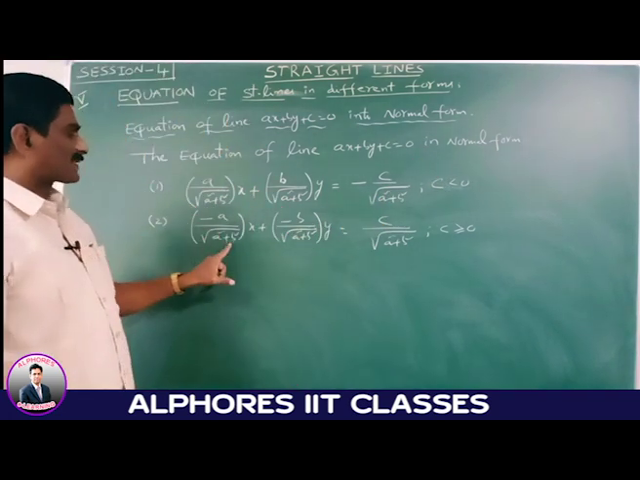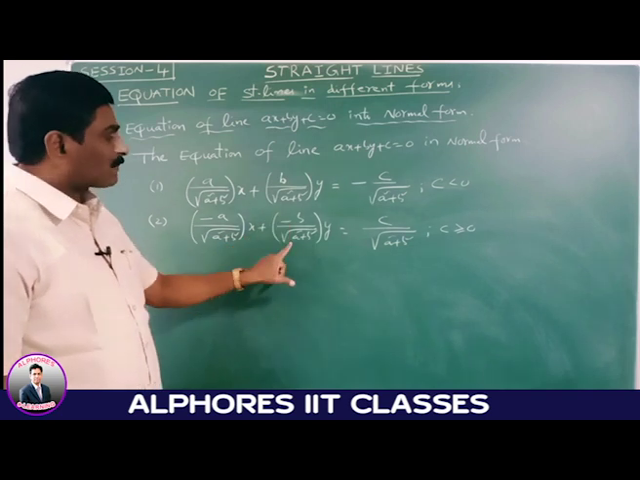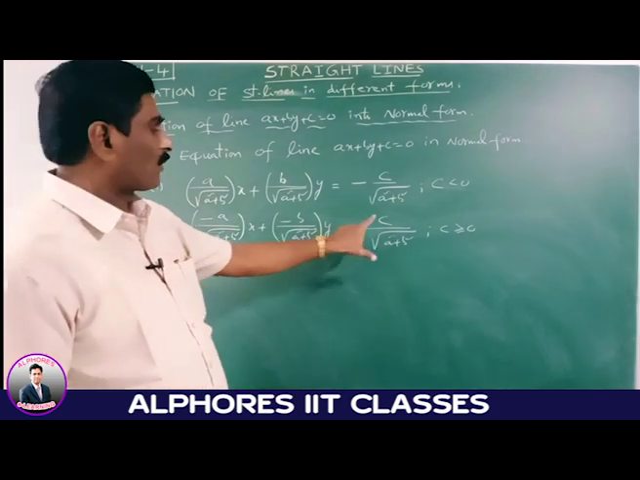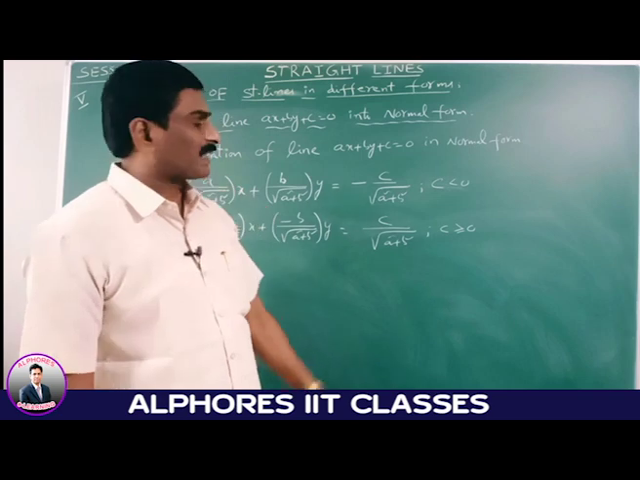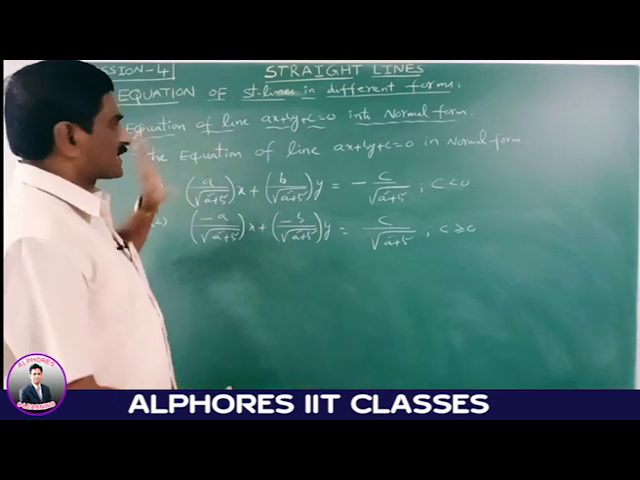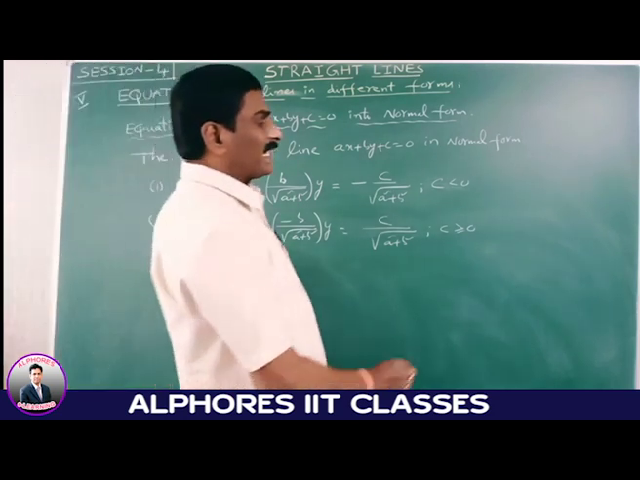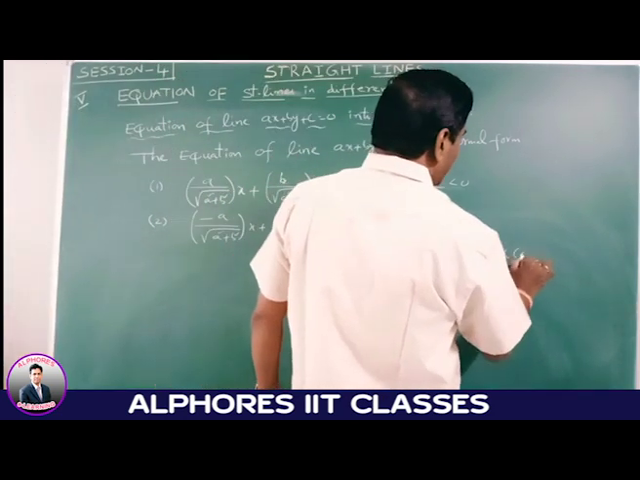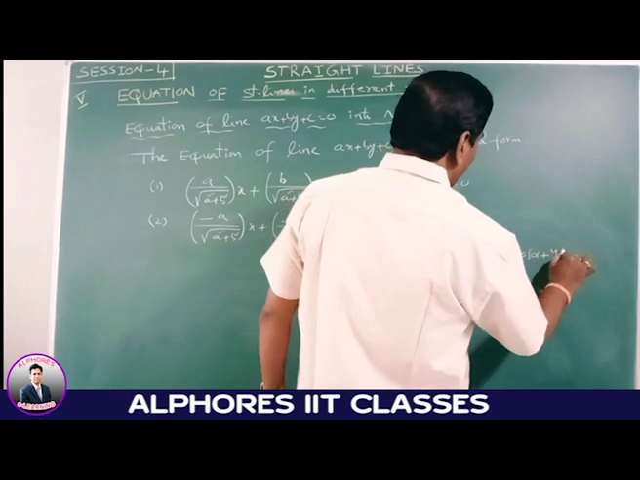Minus a by root over a square plus b square into x plus minus b by root over a square plus b square into y is equal to c by root over a square plus b square, when c is greater than or equal to 0. Please note this statement. What is the equation of the normal form of the line? x cos alpha plus y sin alpha is equal to p.